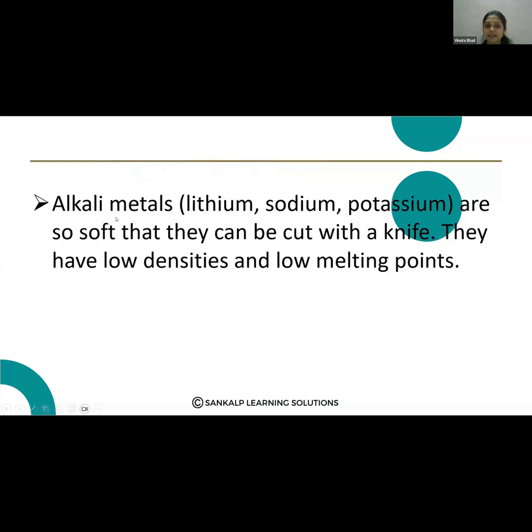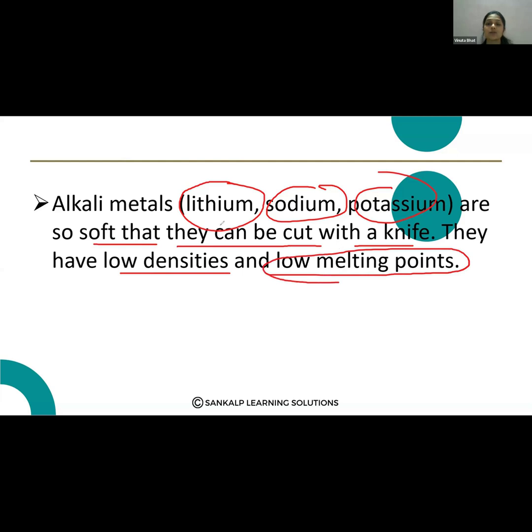Next one, alkali metals like lithium, sodium and potassium. Note this down: lithium, sodium and potassium are so soft that they can be cut with a knife, and they have low densities and low melting points. So these are metals, but they are very soft. They can be cut with a knife. If we take iron, copper and other metals, we cannot cut them with a knife, right? But here they have low densities and low melting points. So that is very important.